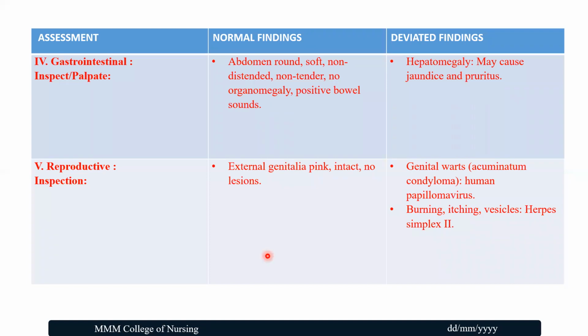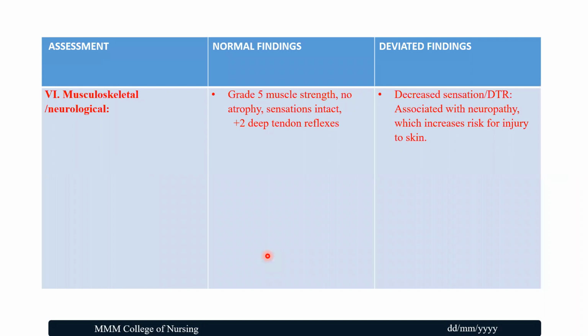I think so far we have discussed all the physical assessment which includes the system-wise and the general physical assessment. Musculoskeletal system. This is the last part of our physical examination. So musculoskeletal or neurological, we are going to observe grade 5 muscle strength, no atrophy, sensations should be intact, and deep tendon reflexes should be 2 or above. When it comes to deviated findings, decreased sensation with associated neuropathy will be present, which increases the risk for injury to the skin. These are the deviated findings.